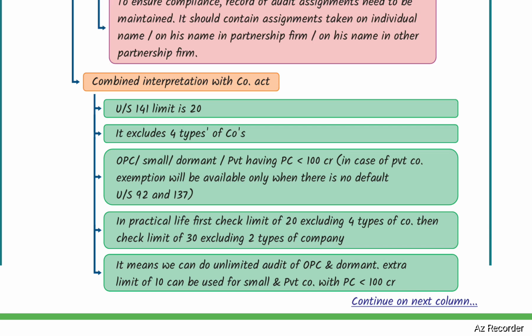In practical life, first check a limit of 20 excluding 4 types of companies, then check a limit of 30 excluding 2 types of companies. It means we can do unlimited audits of OPC and dormant. The extra limit of 10 can be used for small and private companies with paid up share capital of less than 100 crores.